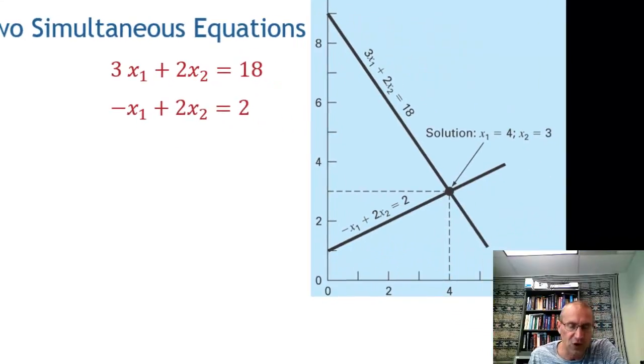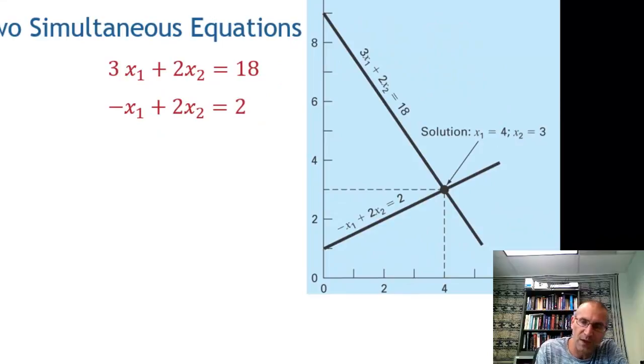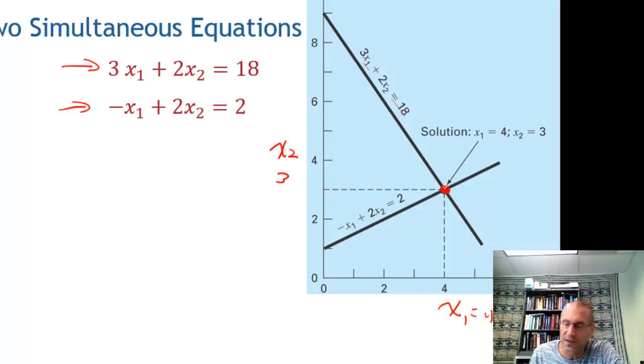Another way to do that is graphically. You could just graph each of these equations, where this axis is x1 and this axis is x2. This is the plot of the top equation, and this is the plot of the bottom equation. Where they intersect would be the solution. Here they intersect at x1 equal to 4 and x2 equal to 3. So that's the solution.